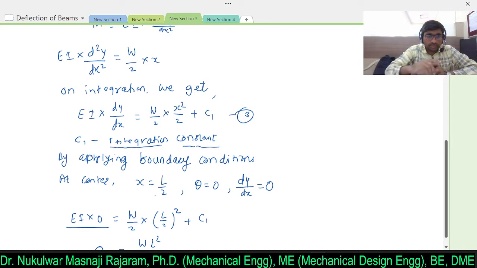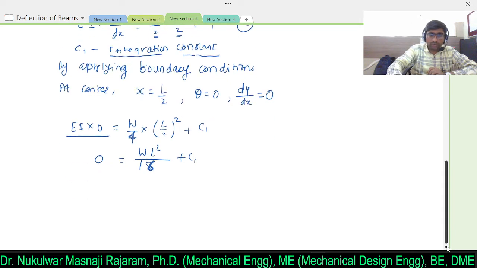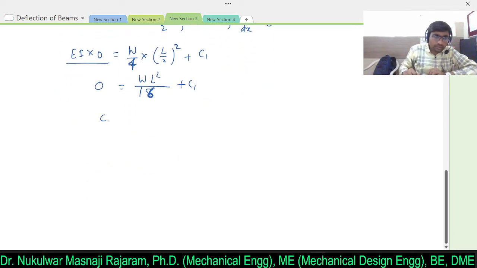Okay, let me check. Here if you observe, it's 2 and this is 2. It will become 4 over here. So it says 16. That's why I'm thinking why this happened. So 2 multiplied by 2, it will become w by 4. And instead of x, I am writing (L by 2) whole square. Clear? So this will be the C1. So value for C1 will be equal to minus wL square divided by 16.